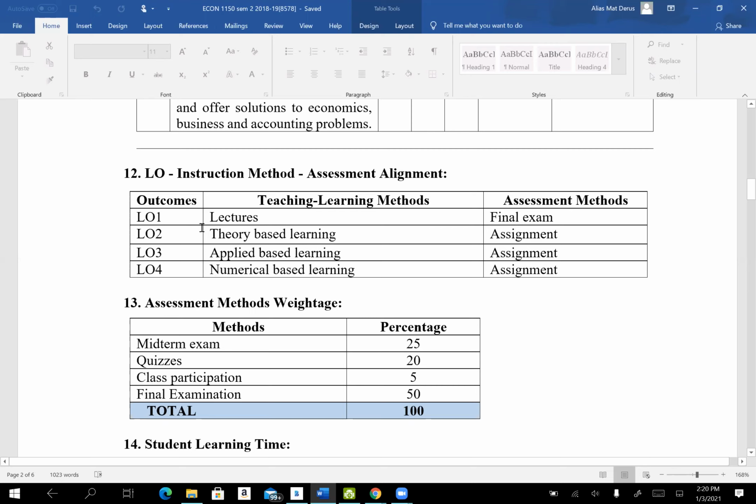Everything here that you learn would be assessed. Number one, the assignment, which is the homework. Number two, quiz. Number three, test, midterm test. Number four will be the final. So everything that you do here will be assessed by the four methods: assignment, quiz, midterm, and final. There are two exams. Okay. So now we come to the assessment.